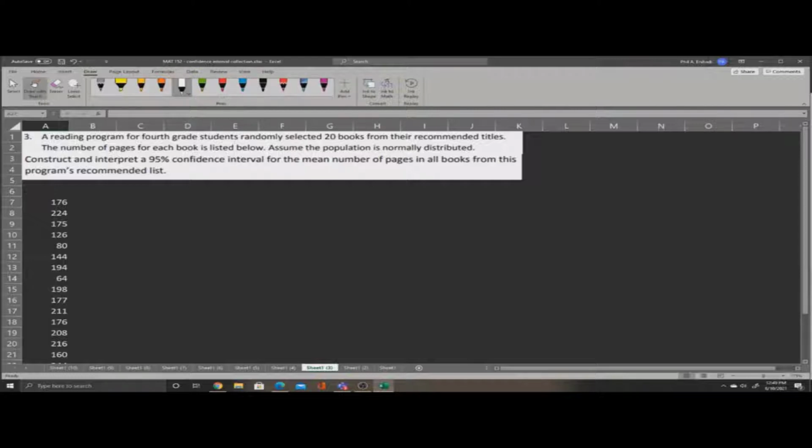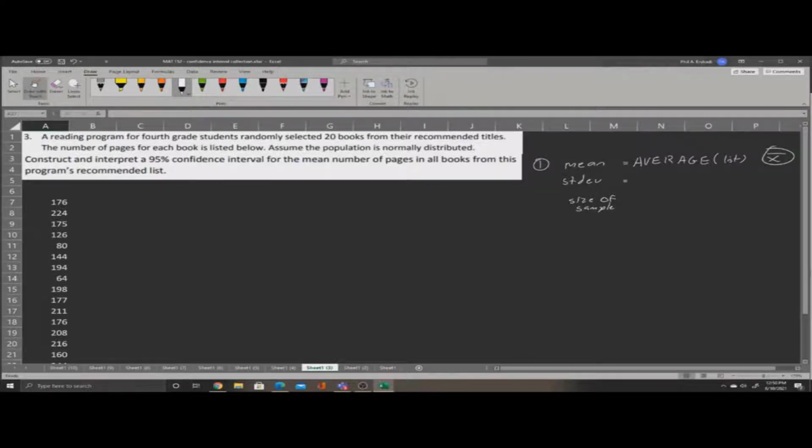Again, let's write down our steps. Number 1, we'll need the mean, the standard deviation, and the size of the sample. And this time we aren't given a mean. So instead what we'll do is say equals average of the list. We'll call this x bar.